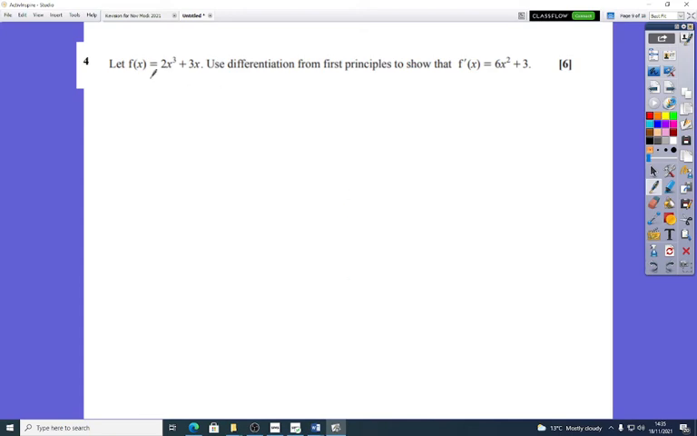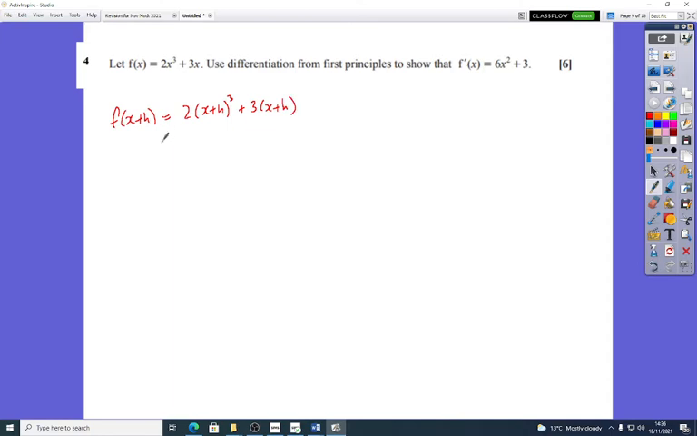So if you've got that function, use differentiation by first principles to show that it's the differential. Okay, first of all, what you could do is say, you've got that, and then ask, what is f of x plus h? If I put that into this, you get 2(x plus h) cubed plus 3(x plus h).